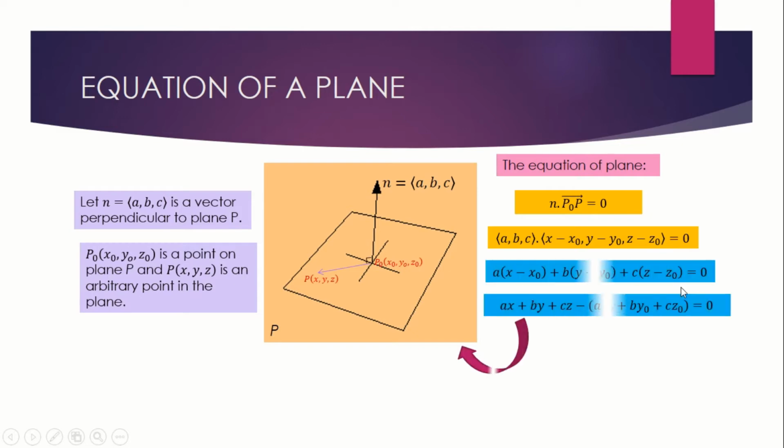After we simplify, we will get the equation of a plane as ax plus by plus cz minus ax naught minus by naught minus cz naught is equal to 0. So this is the equation of a plane, given a vector normal to it (A, B, C) and a point on the plane (x naught, y naught, z naught).